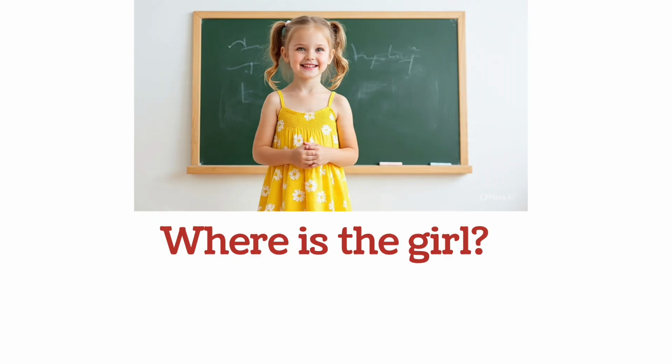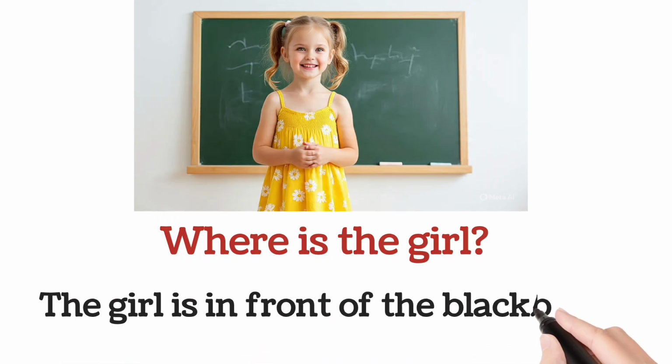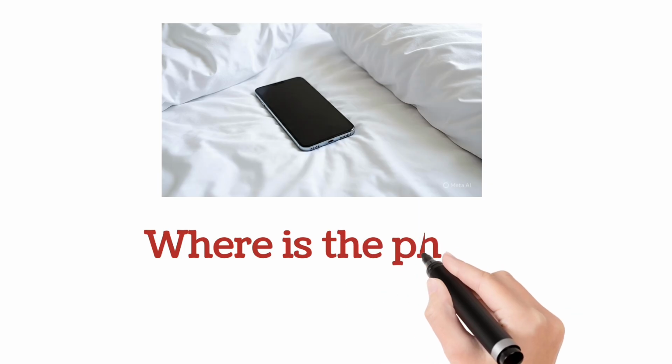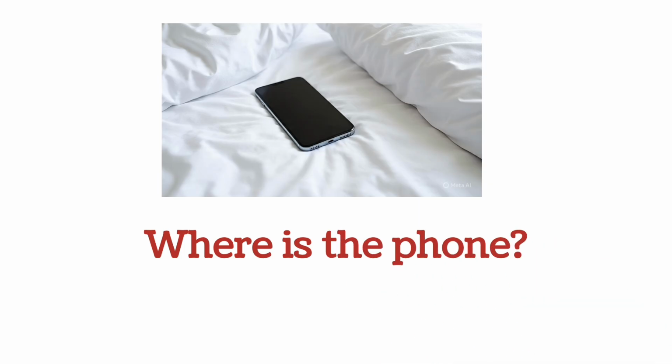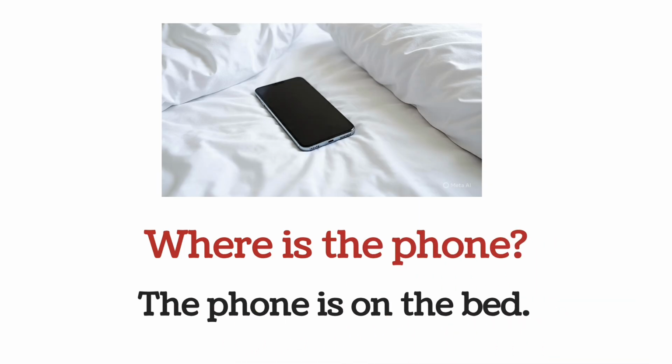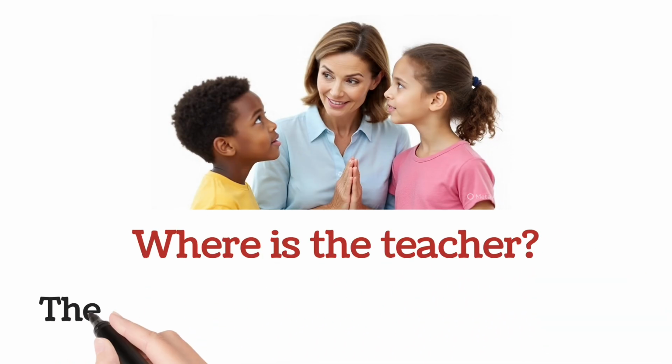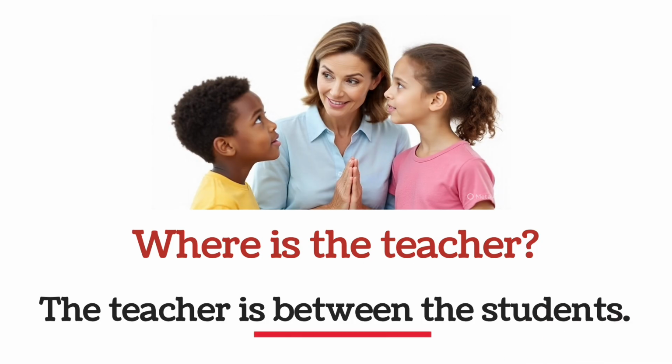Where is the girl? The girl is in front of the blackboard. Where is the phone? The phone is on the bed. Where is the teacher? The teacher is between the students.